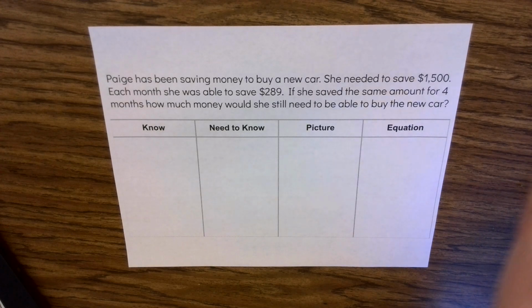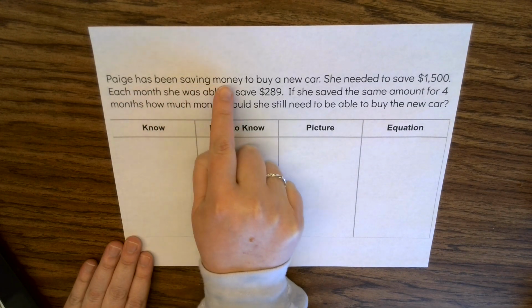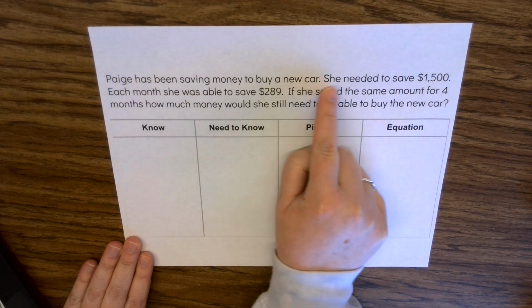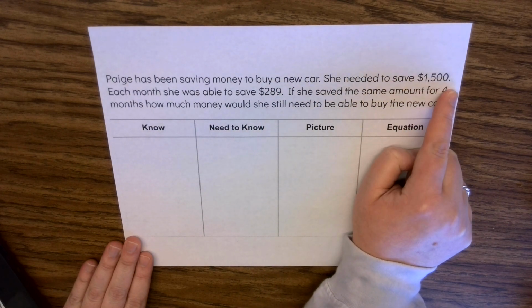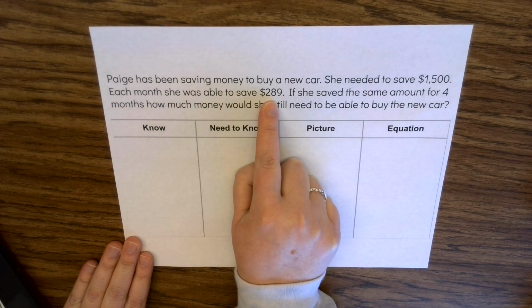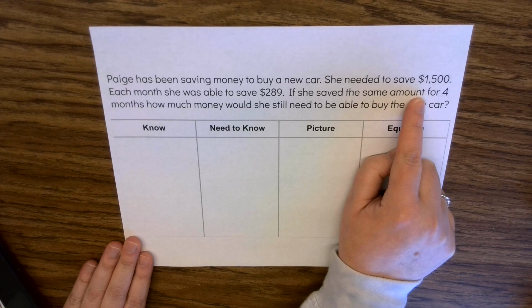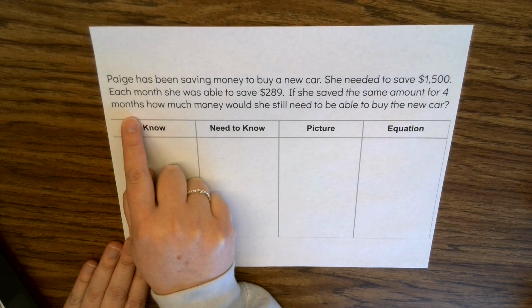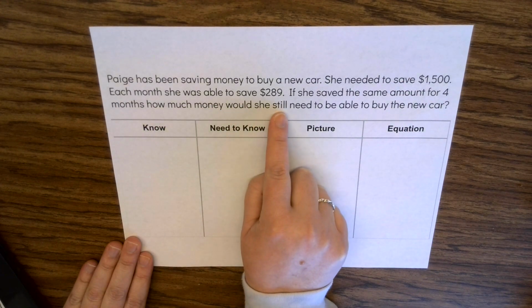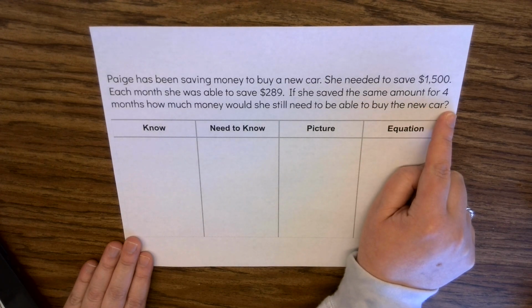All right, so I'm going to read this to you twice. It says, Paige has been saving money to buy a new car. She needed to save $1,500. Each month, she was able to save $289. If she saved the same amount for 4 months, how much money would she still need to be able to buy the new car?